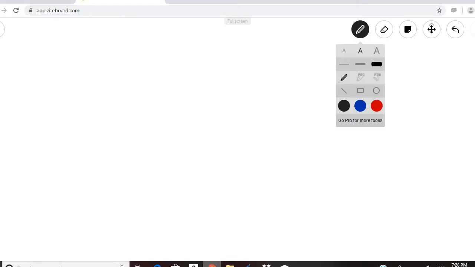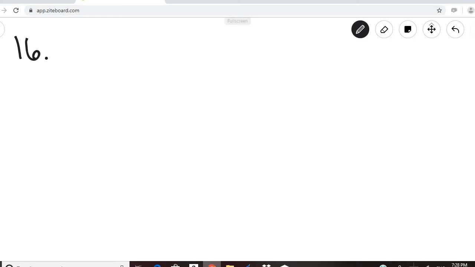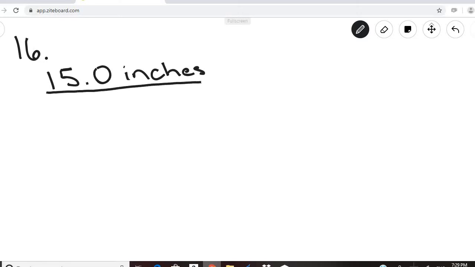Okay, number 16. An object has a length of 15 inches, 15.0 inches. And we want to know what its length is in meters. And we are told that 1 inch is equal to 2.54 centimeters. So again, it's going to be a two-step conversion. So we'll put the number that we want to convert over 1, and then we know that there are 2.54 centimeters per inch.